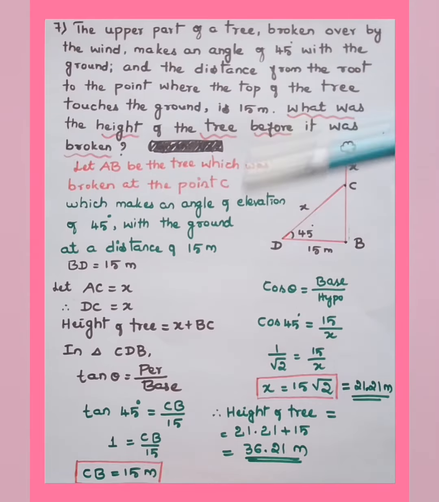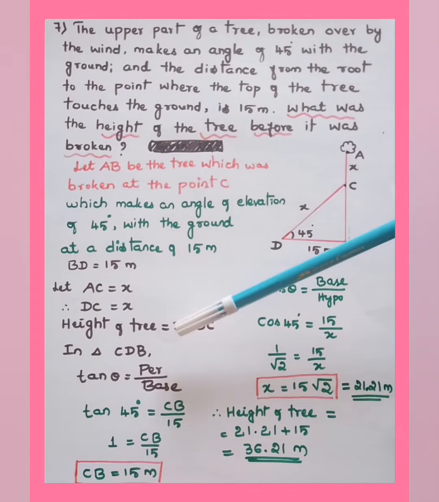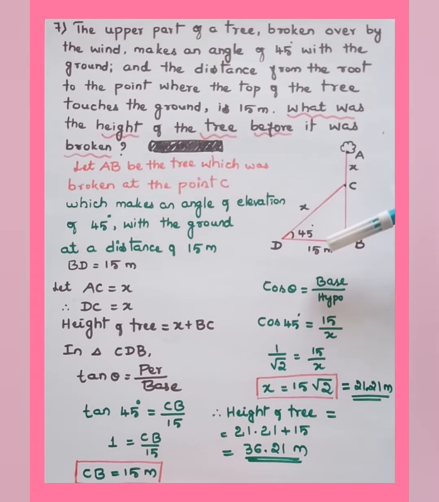Anyhow, you can take either. So in triangle CDB, we know the tan theta formula: perpendicular by base. Perpendicular is CB, base is 15 meters. Therefore tan 45, whose value is 1, equals CB by 15. Cross multiplying, the CB value is 15 meters, we got.